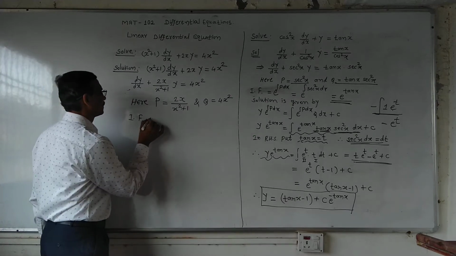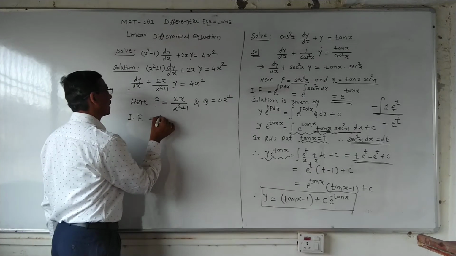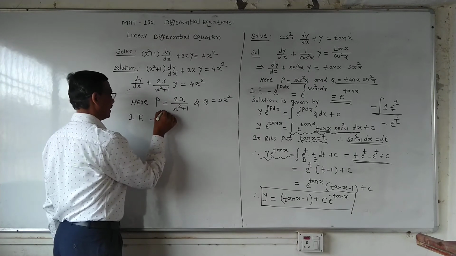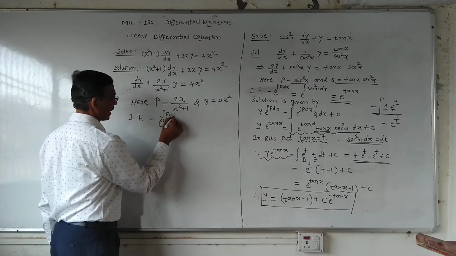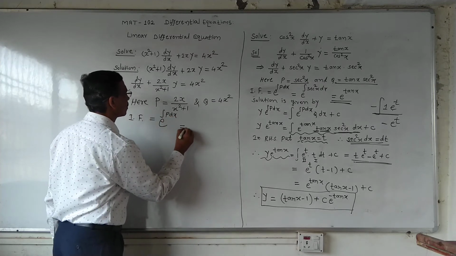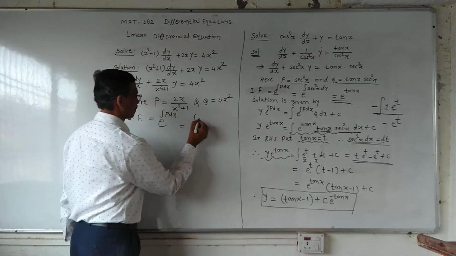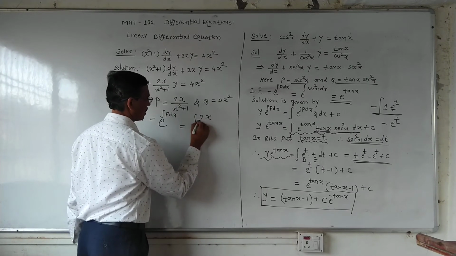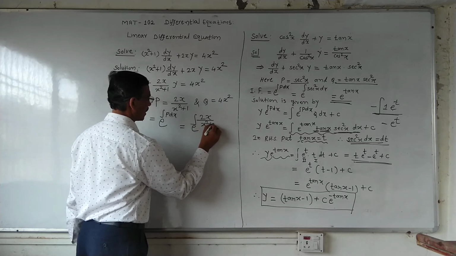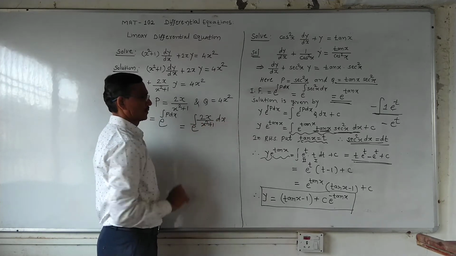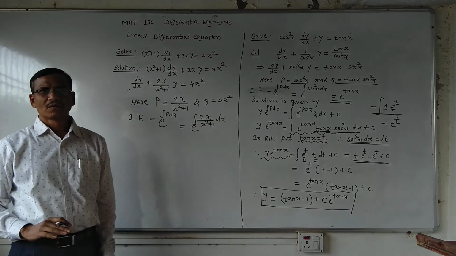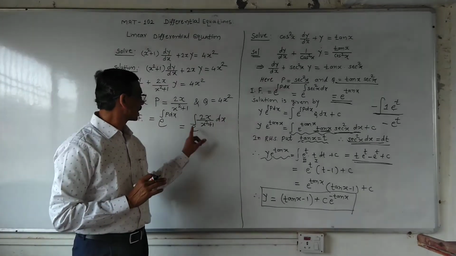What is the formula? Integrating factor is e raised to the integral of p dx. This equals e raised to the integral of, what is p? 2x upon x square plus 1 dx. Now we have to evaluate this integral.